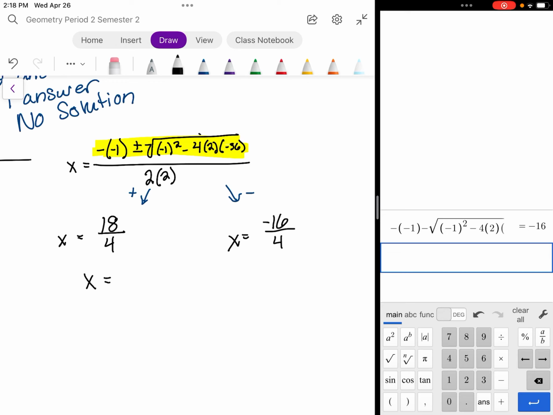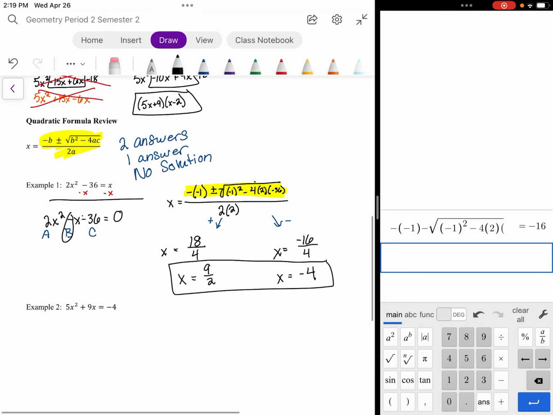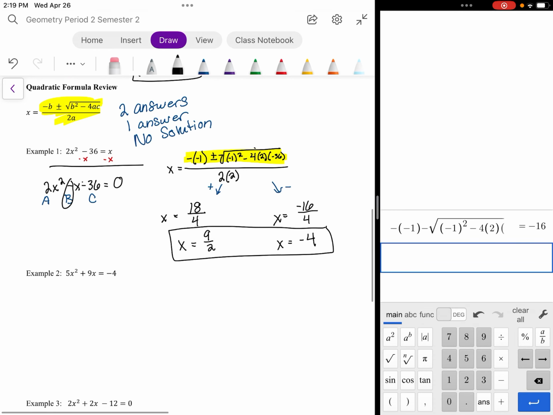And when you get a fraction as an answer, don't forget to simplify your work. So this one's going to be 9 over 2. And then -4. And those are our 2 possible answers. Okay. So if you remember the quadratic formula, you can skip the rest. But if you feel like you need more practice, you can continue to watch the video.